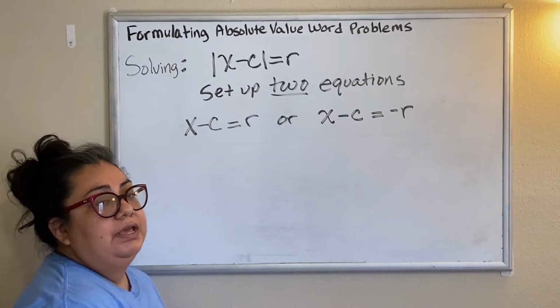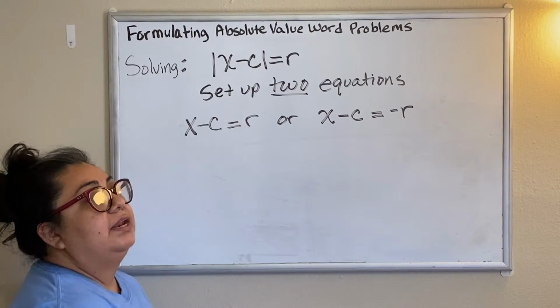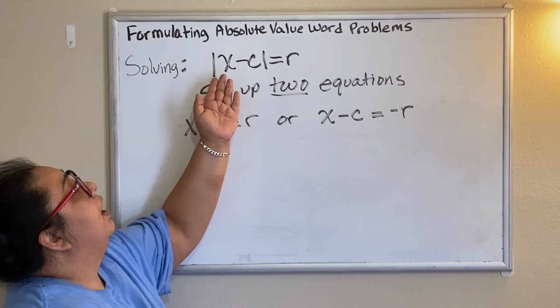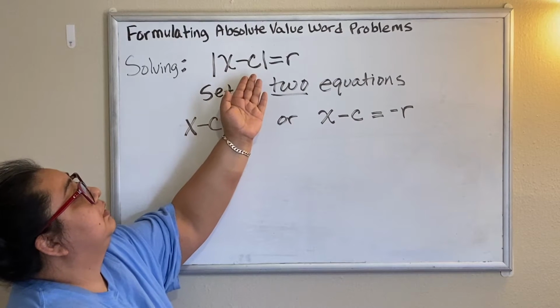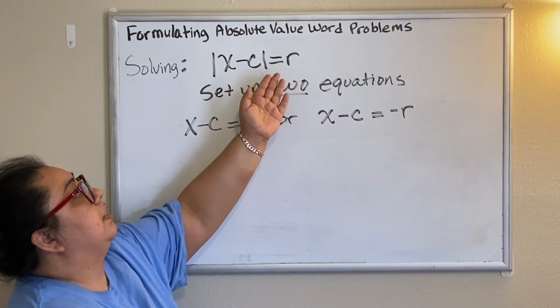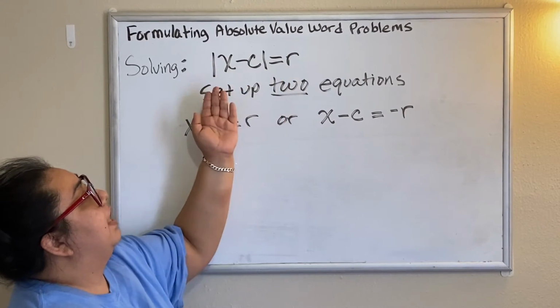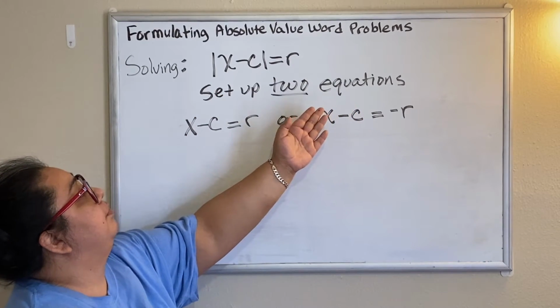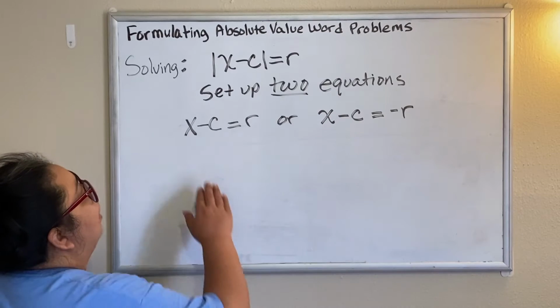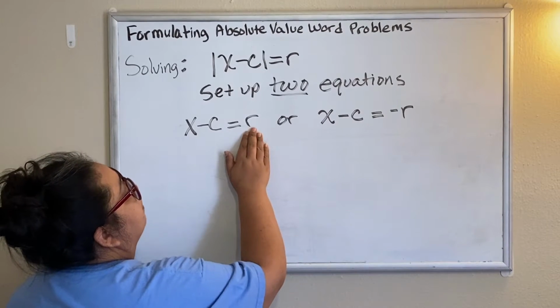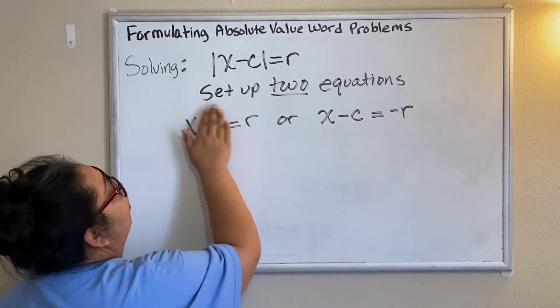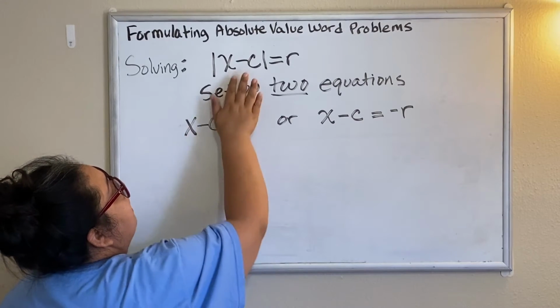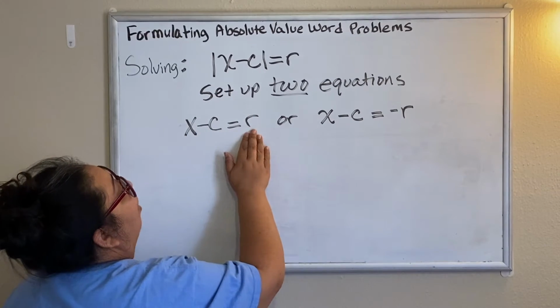Okay, so let's say we have a word problem and we read it and we set it up as the absolute value of x minus the central value equals the range. Once you have that, you need to set up two equations. The first is x minus c equals positive r. Notice there is no more absolute value. It's just the inside, x minus c equals r.